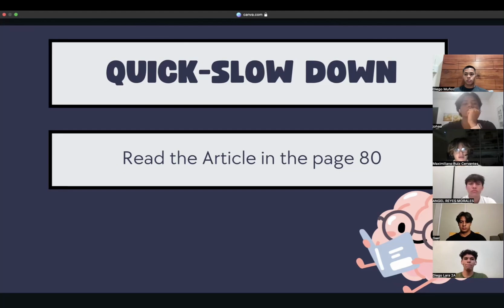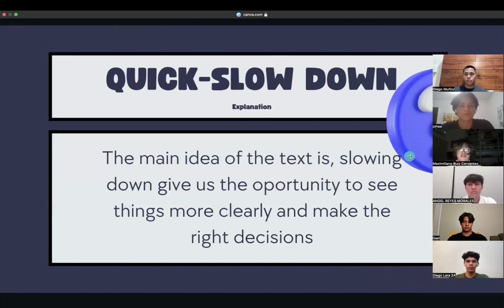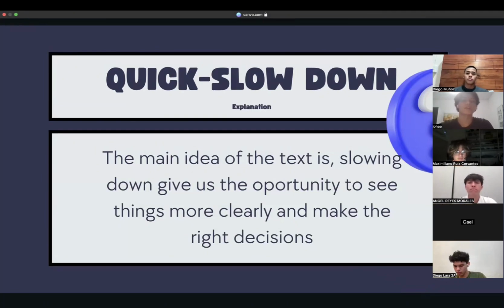Okay, really good. And now we're passing on to the quick slowdown rating. Sorry, about the explanation about the quick slowdown rating. Yes. Can I read? Sure. The main idea of the text is slowing down gives us the opportunity to see things more clearly and make the right decisions. That's the main idea of the text.